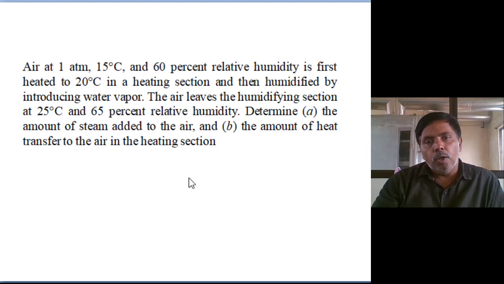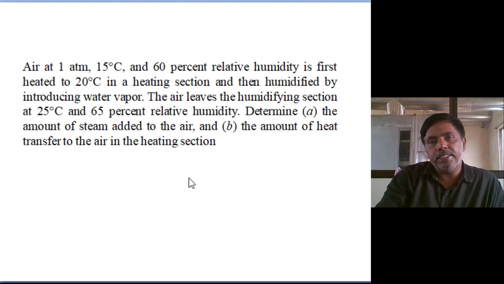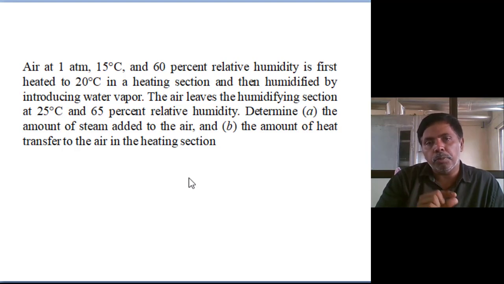Air at 1 atmosphere, 15 degrees centigrade and 60 percent relative humidity. The psychrometric chart is available only at atmospheric pressure, so 1 atmosphere is fixed whether they give it or not. The initial condition is 15 degrees and 60 percent relative humidity. So on the psychrometric chart, you have to mark the 15 degrees and 60% relative humidity point.